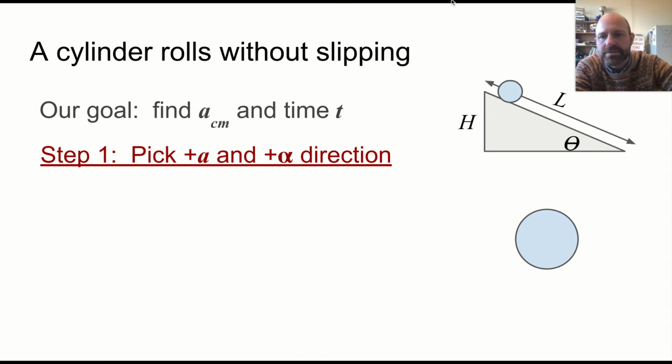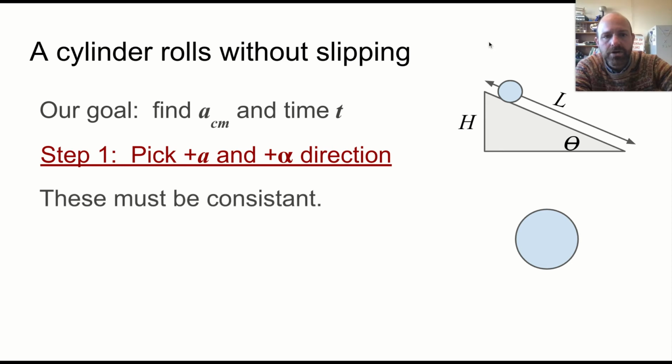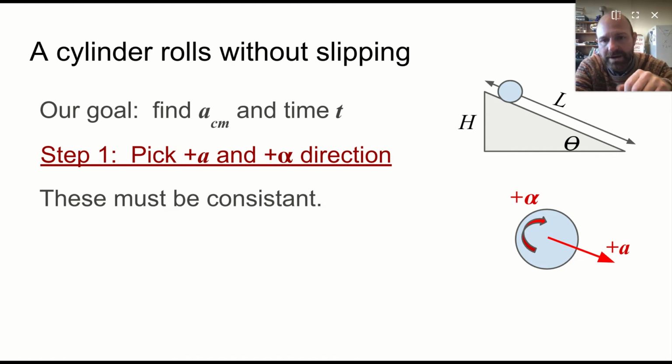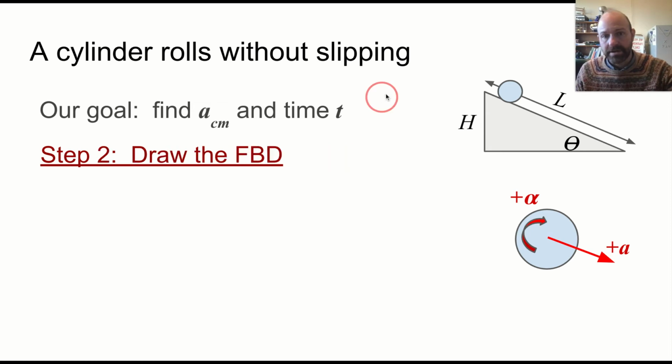What we are going to do is draw the object and pick our directions for acceleration. Since it's going to be rolling down the ramp and speeding up in the clockwise direction, I'll call clockwise angular acceleration positive alpha, and down the ramp positive a. And so they're consistent. We don't want counterclockwise positive while down the ramp is positive, because rotating clockwise would roll it down the ramp. We want those to be together.